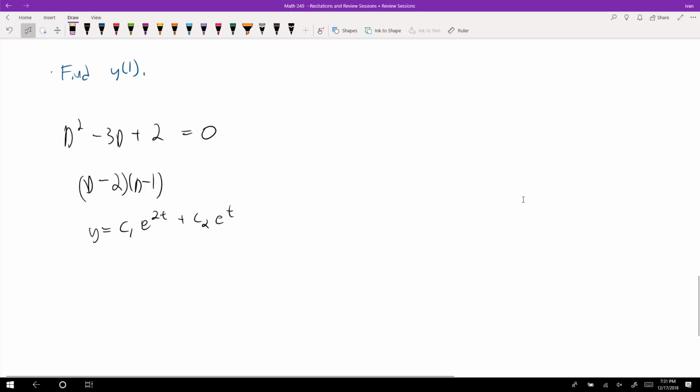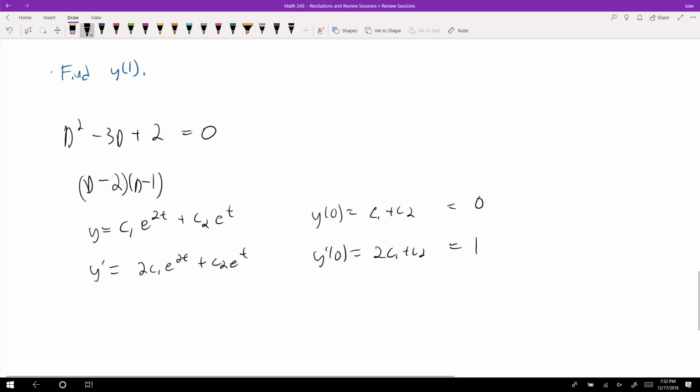So now y prime is equal to 2c1 e to the 2t plus c2 e to the t. Now we need to use these initial value conditions. So y at 0 is what? Well, e to the 2t, that's gone. e to the t, that's gone. So this is c1 plus c2, and y prime at 0 is 2c1 plus c2. The top equals 0, the bottom equals 1. That's just from the initial value conditions given.